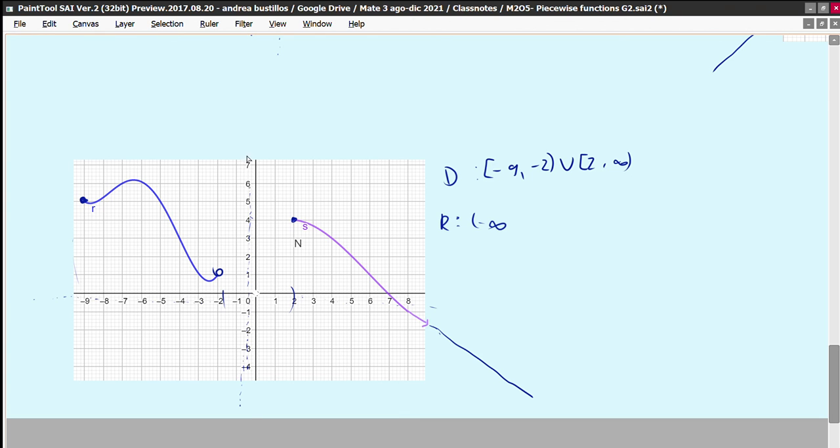So for all these values, all up until 6.1, 6.2, the values in my range exist, okay? So it doesn't matter if the ranges of the two pieces overlap. We are talking about the big picture, that is, the range of the entire piecewise function. And that's it.